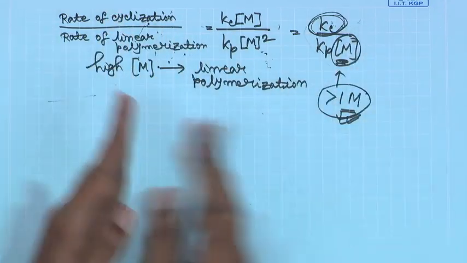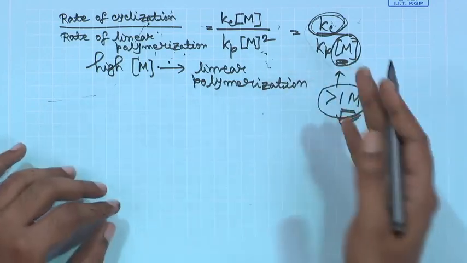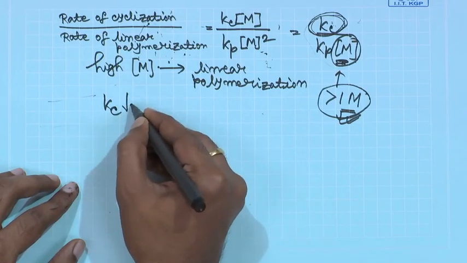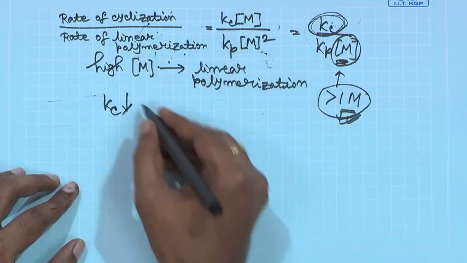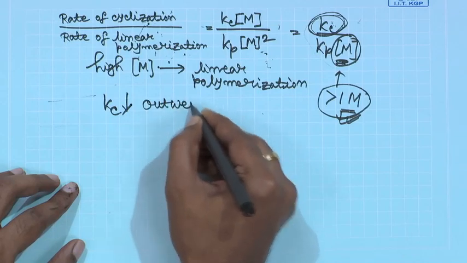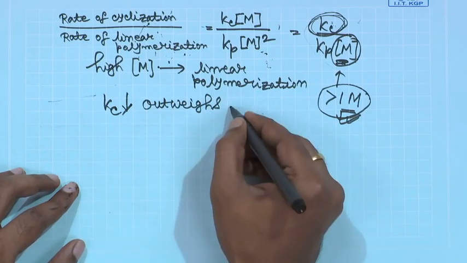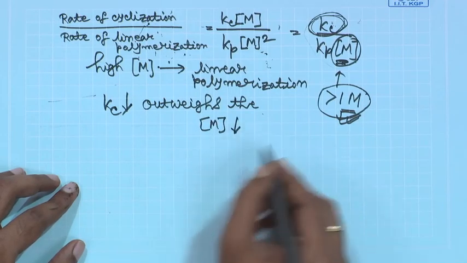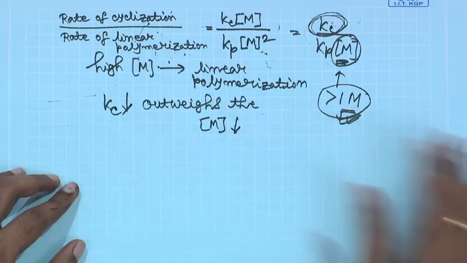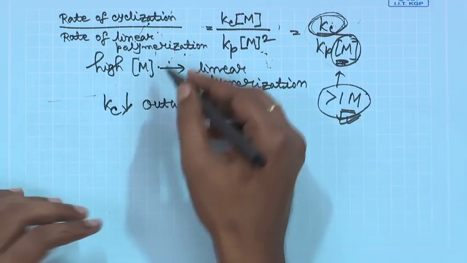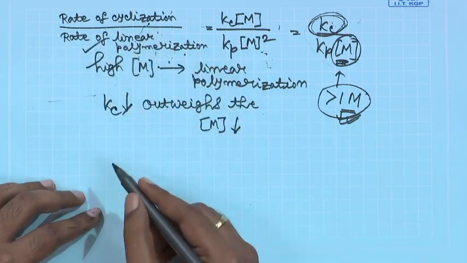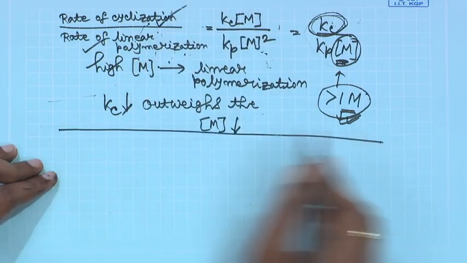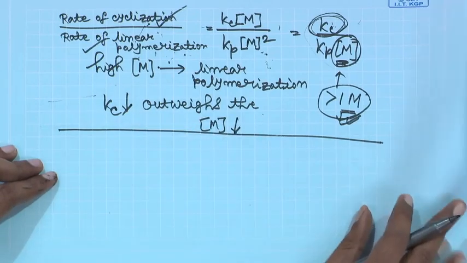So, these two opposing effects are there, but typically as the linear polymer increases in size, the drop in Kc outweighs the drop in monomer concentration. So, typically as the linear polymer increases in size, there will be more chance that linear polymerization will be favored than cyclization. Okay. So, that is all I wanted to discuss about cyclization and linear polymerization.